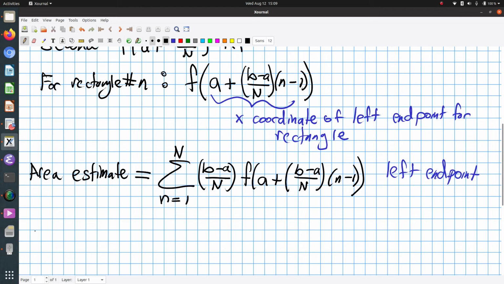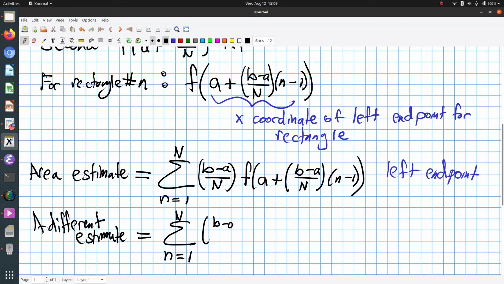I could just as well come up with a different estimate. It won't be numerically the same, but it'll look pretty similar. Starts out the same. It's got the same width, but if I were to take the right endpoints, my first right endpoint starts out already with this extra base shifted over, and so this is for the right endpoints.